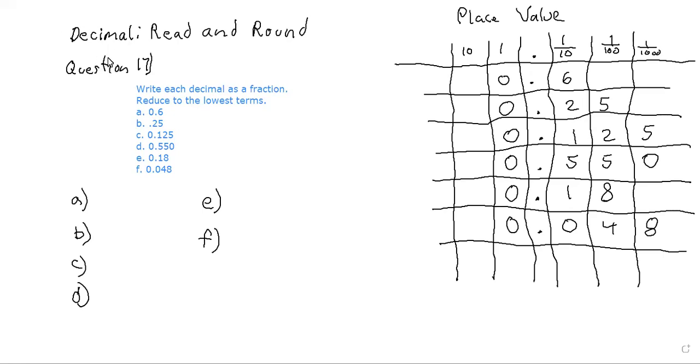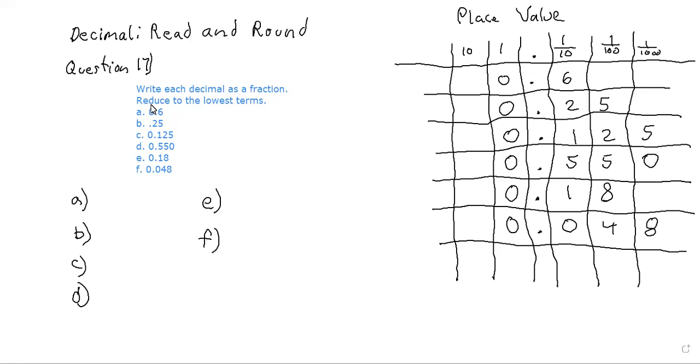We're doing a requested question, number 17, in the section Decimal, Read, and Round. The question states: write each decimal as a fraction, reduce it to lowest terms. So let's take this one step at a time. Let's write each decimal as a fraction.